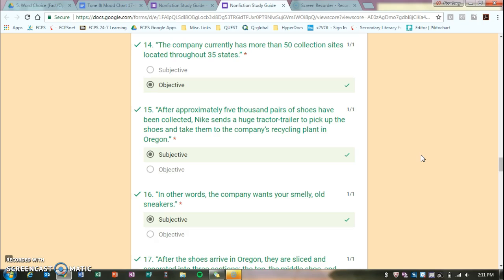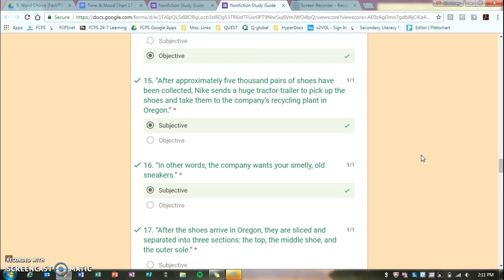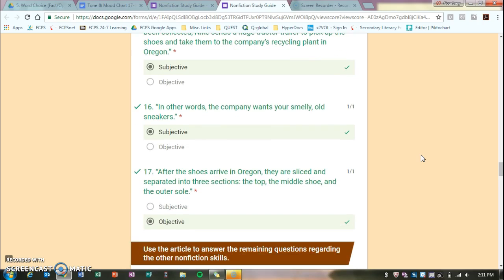16, in other words, the company wants your smelly old sneakers. The words smelly and old could be argued, and that makes it subjective. And number 17, after the shoes arrive in Oregon, they are sliced and separated into 3 sections: the top, the middle shoe, and the outer sole. This is objective. It can be proven. We could look up the process of how they're separated and prove what sections they are.